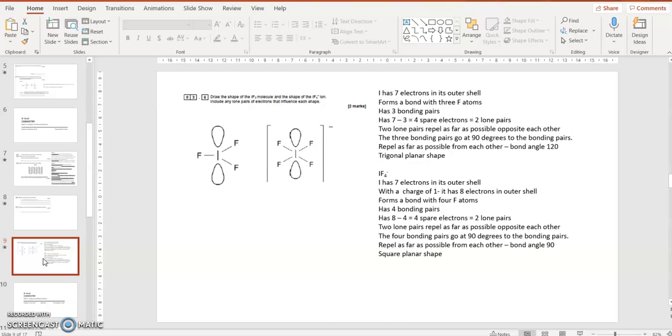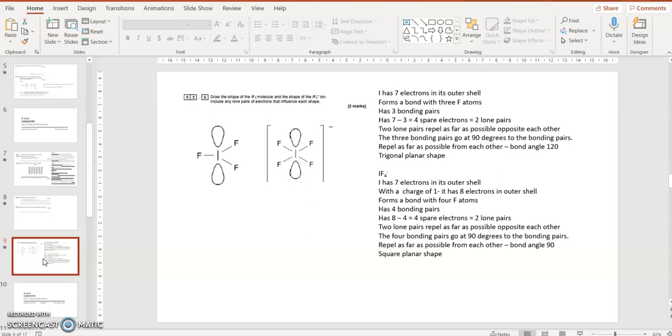And the 3 Fs then are forced as far away as possible from the 2 lone pairs in a plane. So even though the molecule is not planar when you draw it, the shape might still be planar when you describe it, because you don't describe the lone pairs. We're going to have a trigonal planar shape.